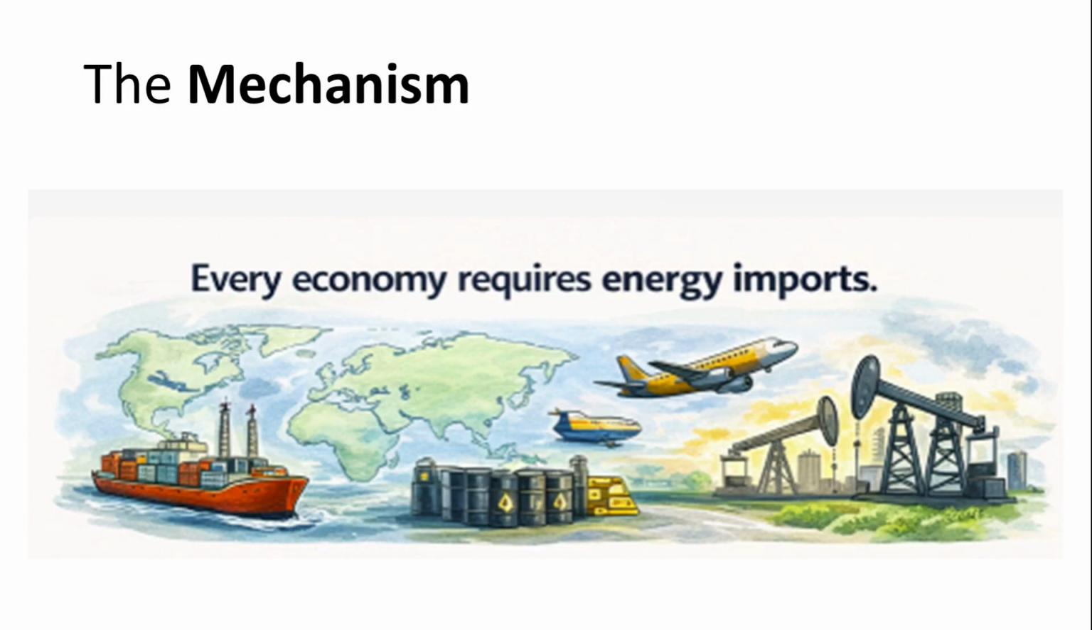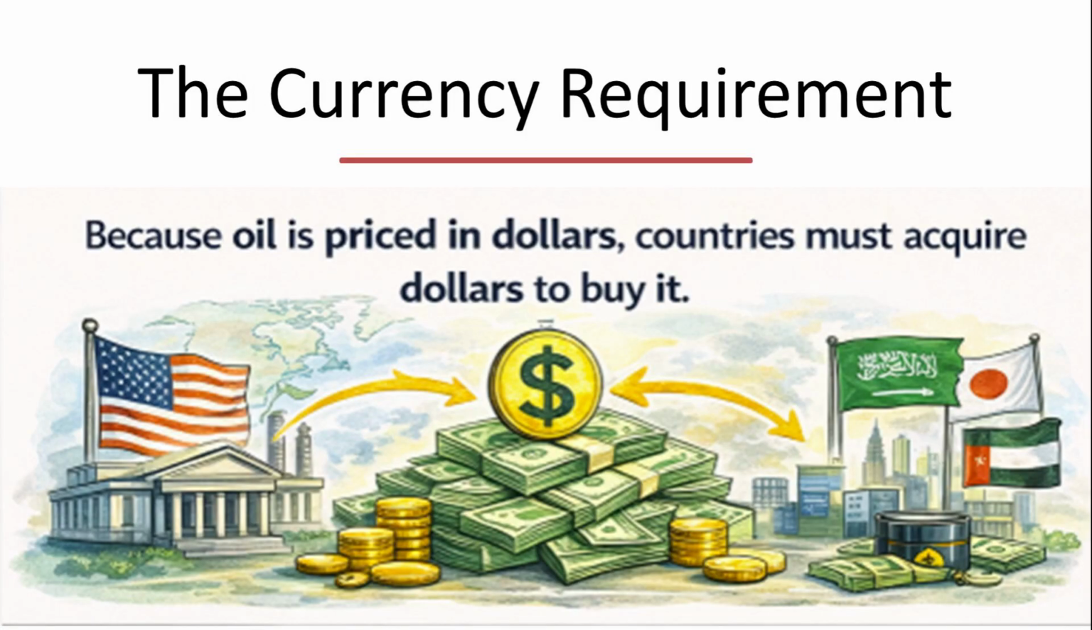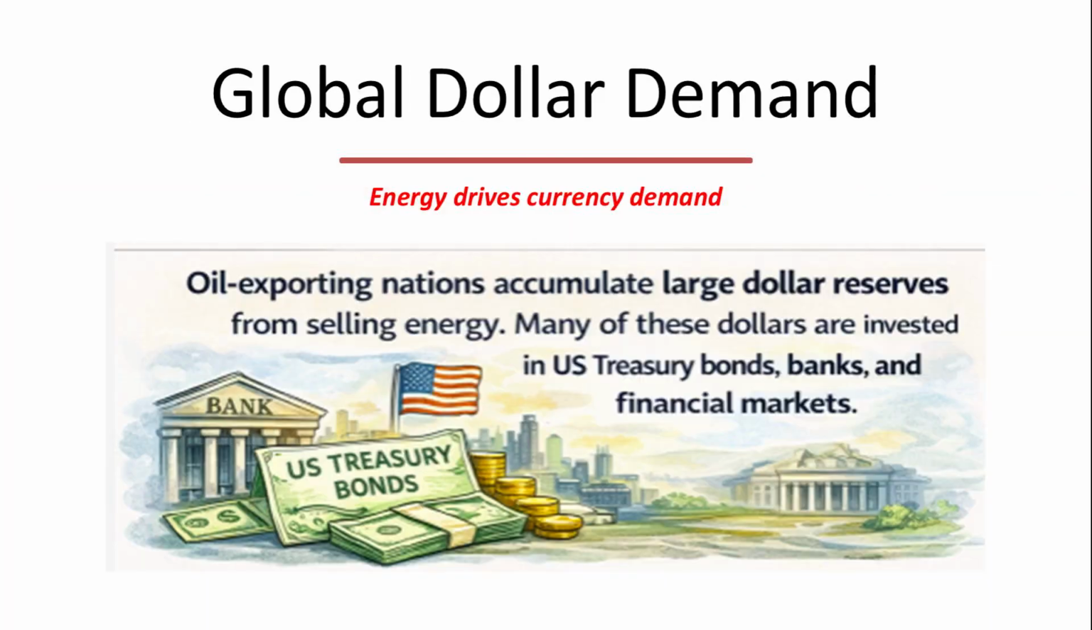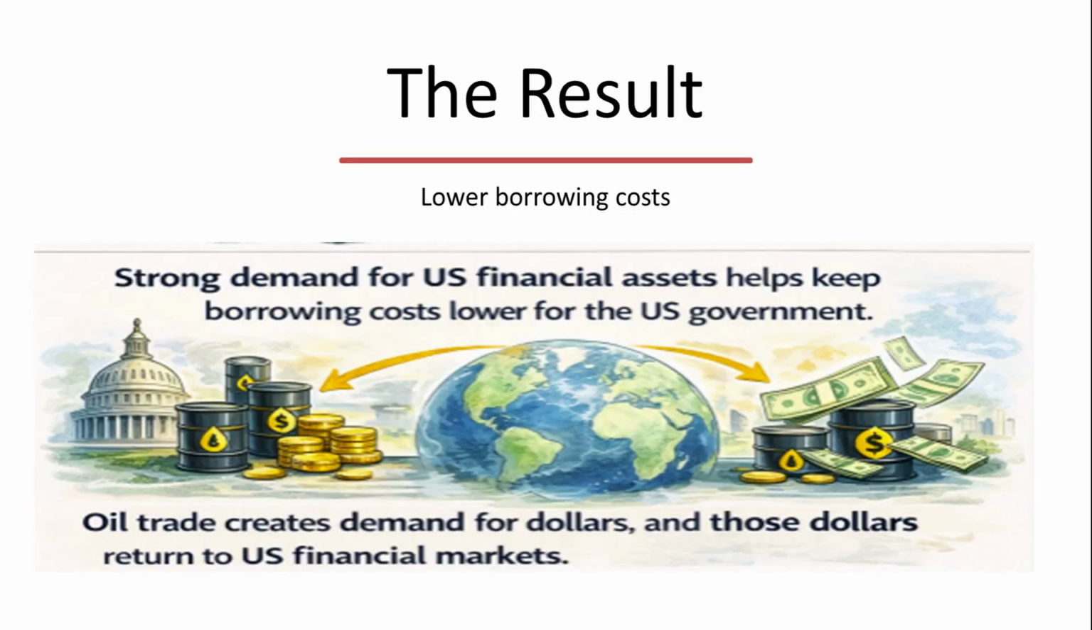Every economy requires energy imports. Because oil is priced in dollars, countries must acquire dollars to buy it. This requirement created constant global demand for US dollars. Oil-exporting nations accumulate large dollar reserves from selling energy. Many of these dollars are invested in US Treasury bonds, banks, and financial markets. Strong demand for US financial assets helps keep borrowing costs lower for the US government. Basically, oil trade creates demand for dollars, and those dollars return to US financial markets.